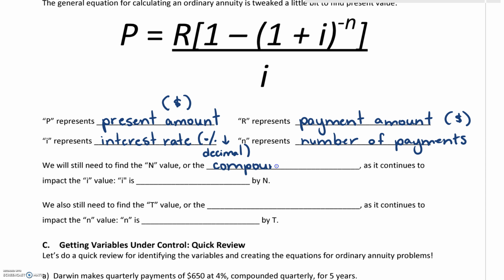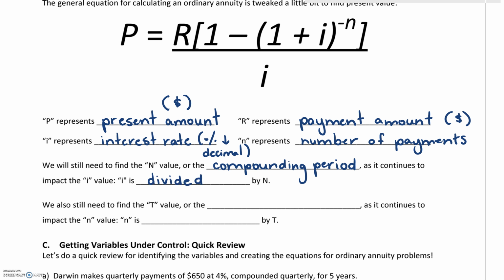That's something that we always want to pay attention to because the interest rate is given for 1 year. And again, the banks don't give loans or investments at a certain percentage 12 times a year. So they have to split up that interest rate. And when we split it up, the I value is impacted, so that means we have to divide it. So the I value is divided.